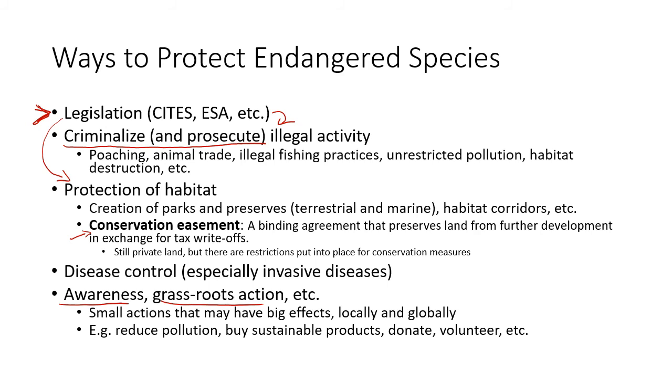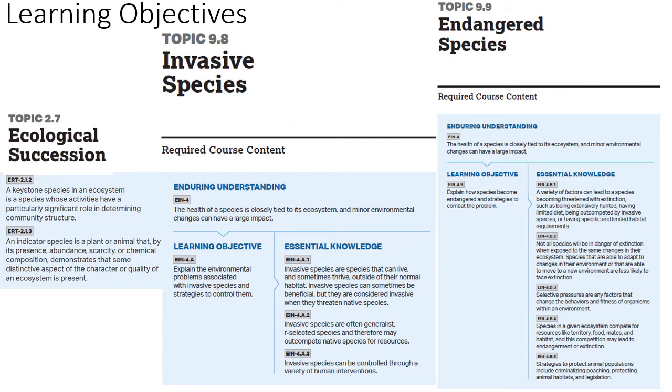Okay. All right, so just returning to the learning objectives, talking about these unique species. We talked about keystone species. Foundation species is not in the learning objectives, but keystone species. We talked about indicator species. And then we talked about invasive species. Invasive species are species that can live and sometimes thrive outside their normal habitat, so they're introduced. Invasive species can sometimes be beneficial. I really don't like that statement because by definition they're not, but they're considered invasive when they threaten native species. I think what this is supposed to say is that an introduced species can be beneficial.